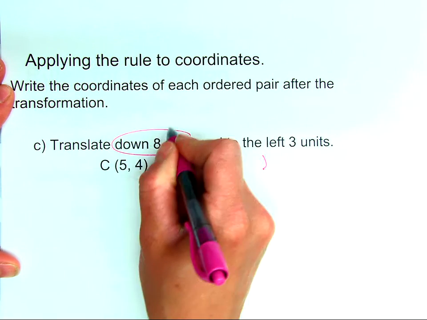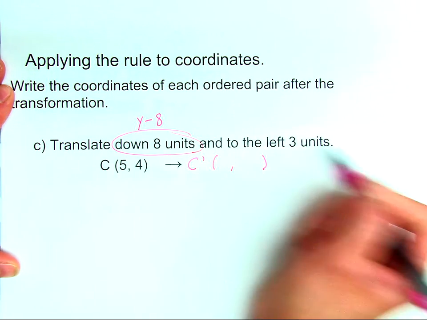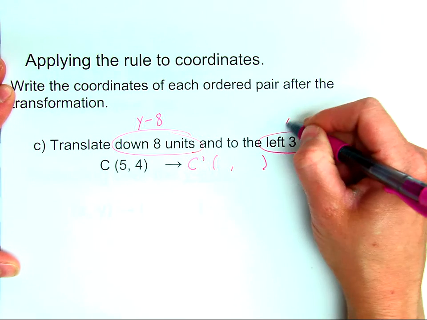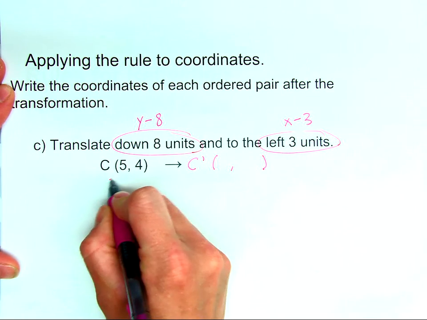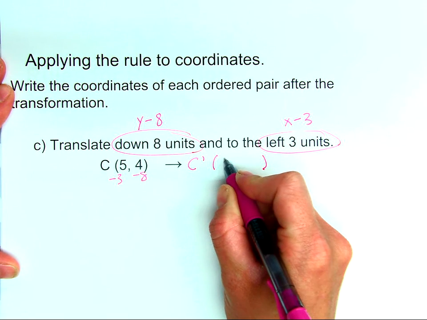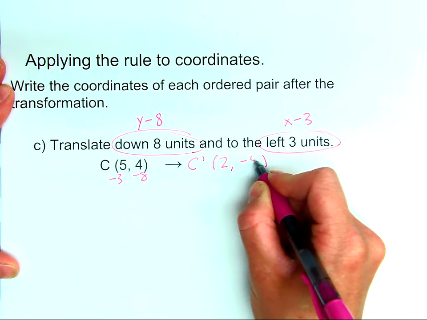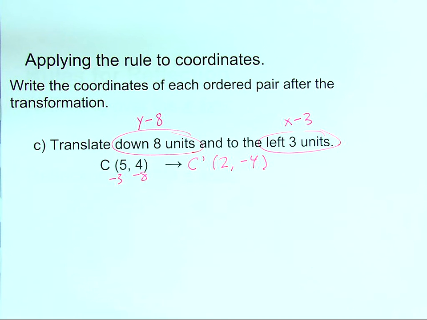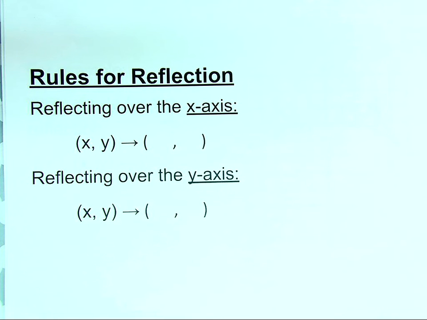So down is y decreasing by 8. Left is x decreasing by 3. So I'm going to subtract 3, subtract 8. 5 subtract 3 gives me 2. 4 subtract 8 gives me negative 4. Okay, so that's all of our translation rules. We are also going to do the reflection rules in this video. They're a little quicker to get through.